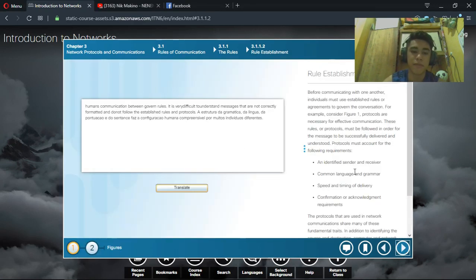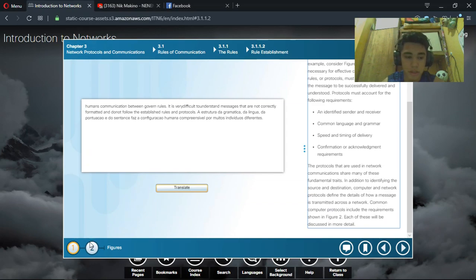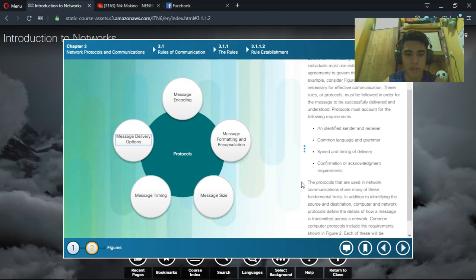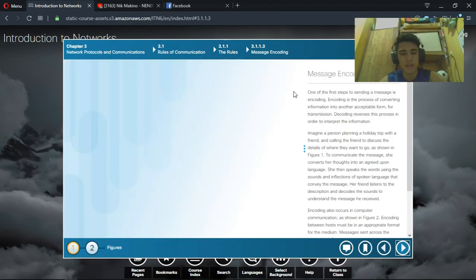Then let's proceed. Role establishment. An identified sender and receiver should always account for the following requirements: common language and grammar should be the same, speed and timing of delivery, and confirmation of acknowledgement. Two, message encoding. The message will be encoded first, and the message formatting and encapsulation, message size, message timing, and message delivery options.